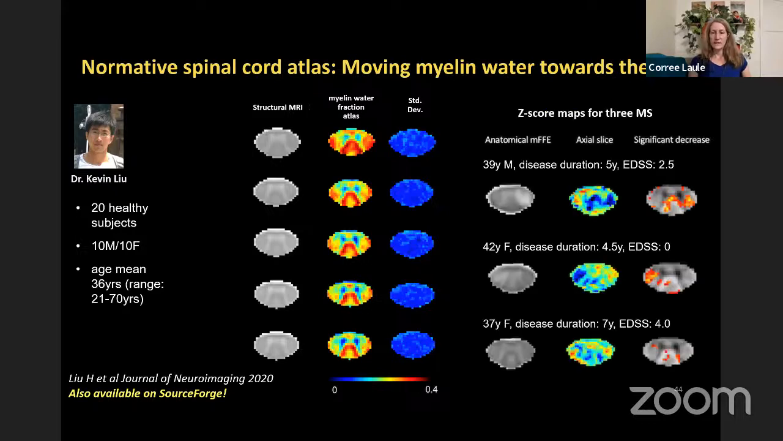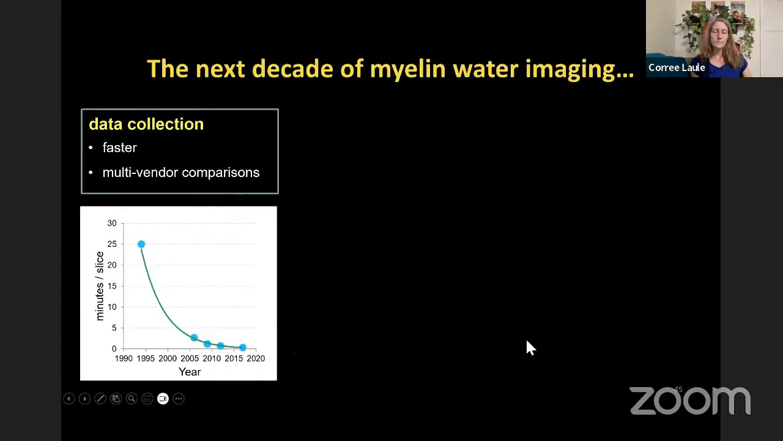And it's the same sort of idea where you can then compare individual patient data to this atlas to highlight differences that maybe aren't visible on the conventional scan. So again, three different people with multiple sclerosis, not too severely disabled, with similar disease duration. And these areas of blue are highlighting areas where there's reduction in myelin damage, which isn't evident on the conventional scan.